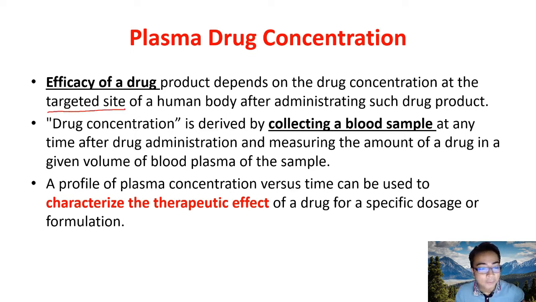Okay? So therefore, class, drug concentration is derived by collecting blood sample at any time after drug administration and measuring the amount of drug in a given volume of blood plasma of the sample. So a profile of plasma concentration versus time curve can be used to characterize the therapeutic effects of a drug for a specific dosage or formulation.